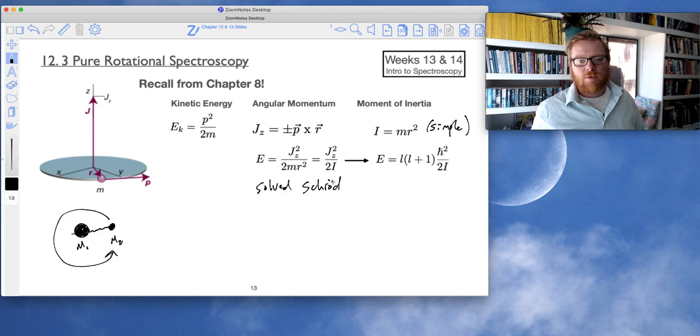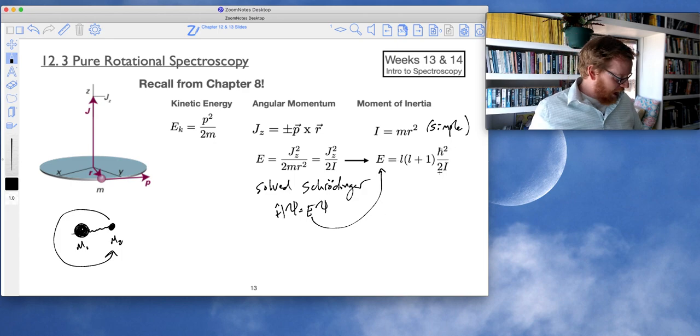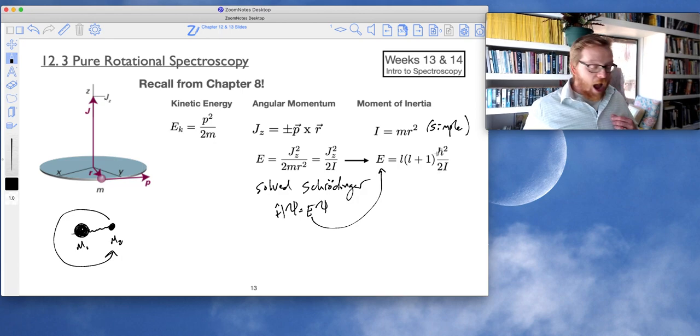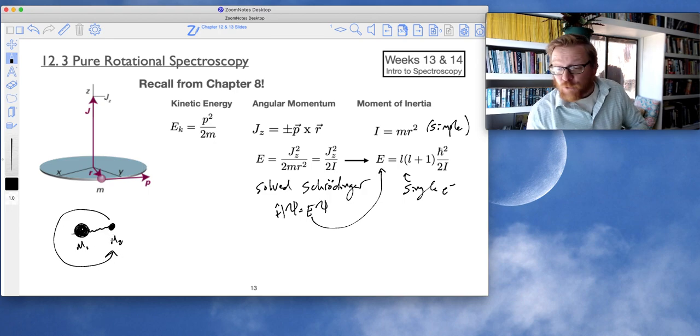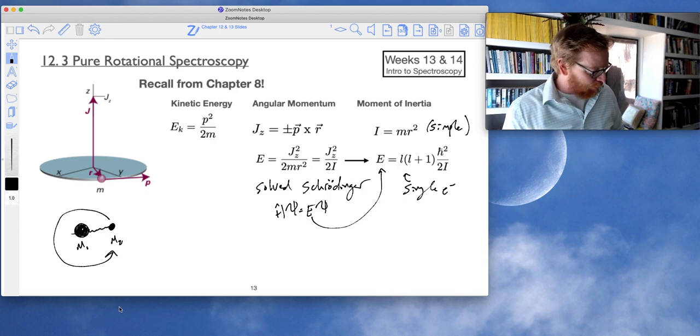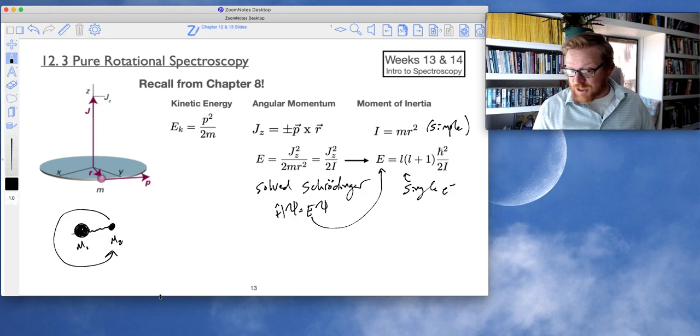Schrodinger, H psi equals E psi. This is the solution that we got for energy: L times L plus 1 times h bar squared over 2 times I. Well, that's for a single electron. That's the single electron solution. When we apply this to our actual rotors, like HCl, for example, that's a multi-electron situation.